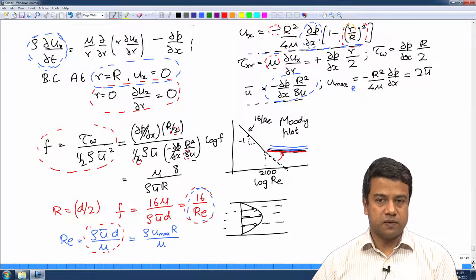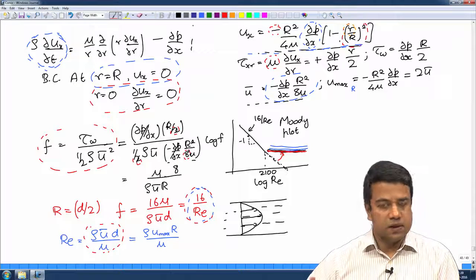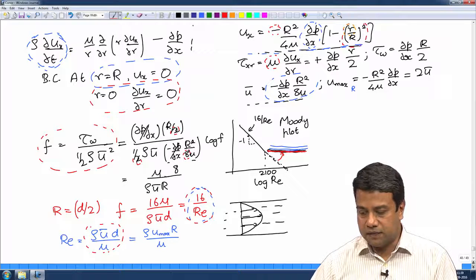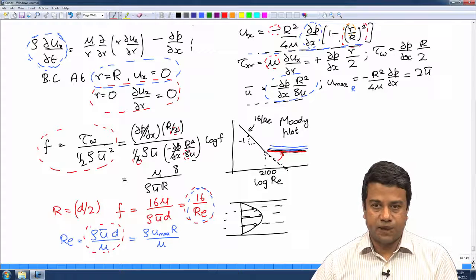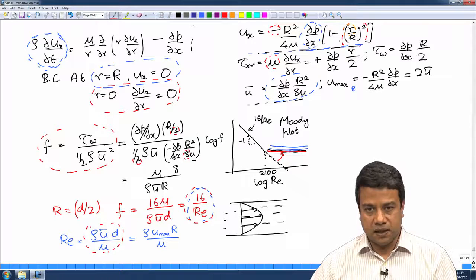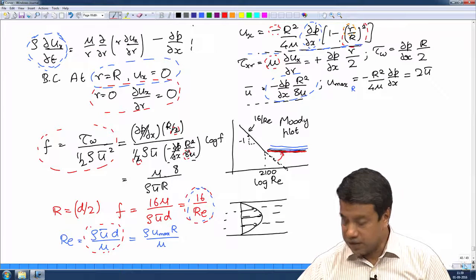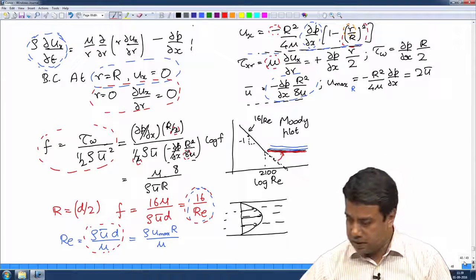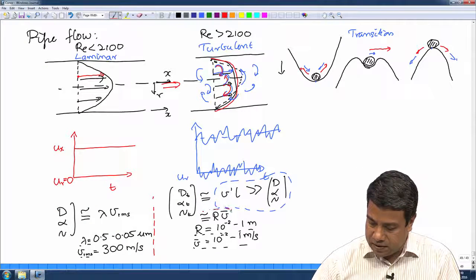The shear stresses are much higher, and therefore, the friction factor is much higher than what you would have for a laminar flow, because these eddies transport momentum much faster across the pipe. Similarly, the other transport rates, the transport of mass and energy in a turbulent flow, are also much higher by orders of magnitude in comparison to a laminar flow, as shown by the orders of magnitude difference in these diffusivities.